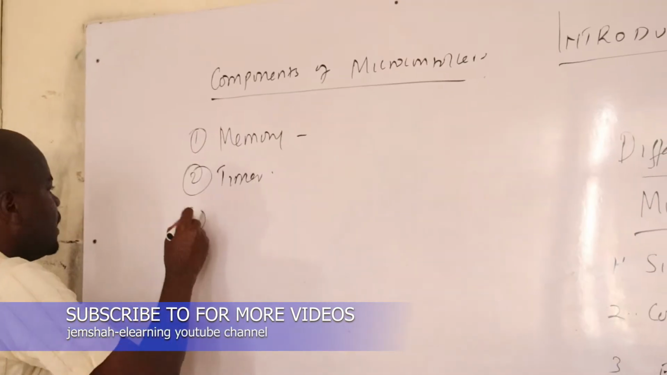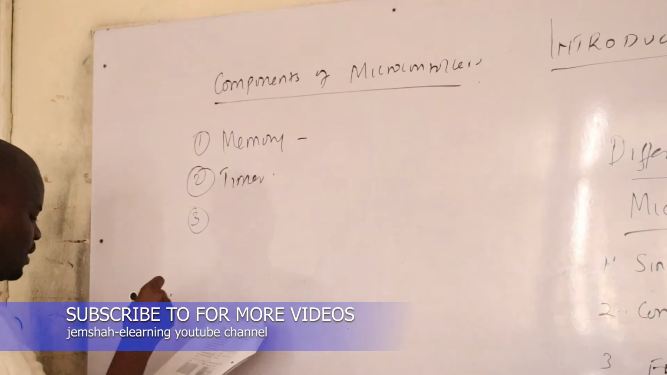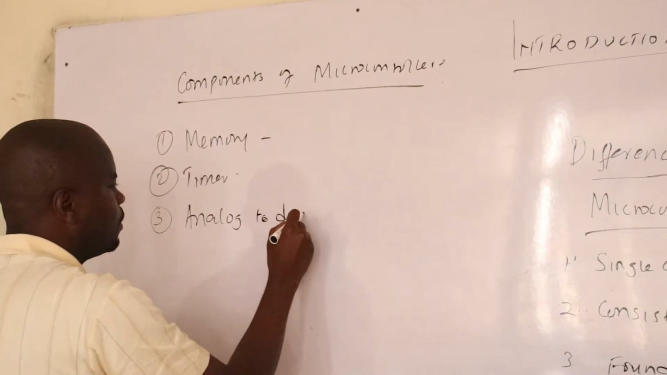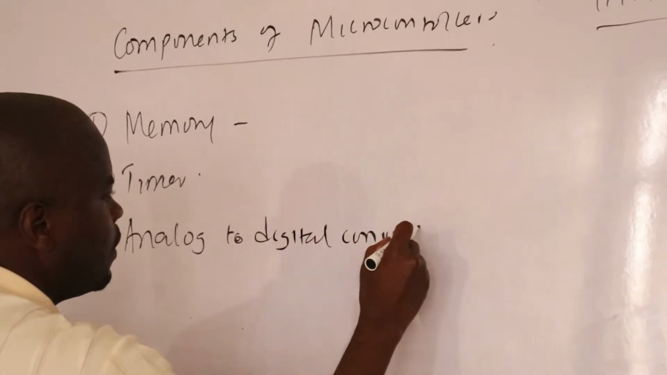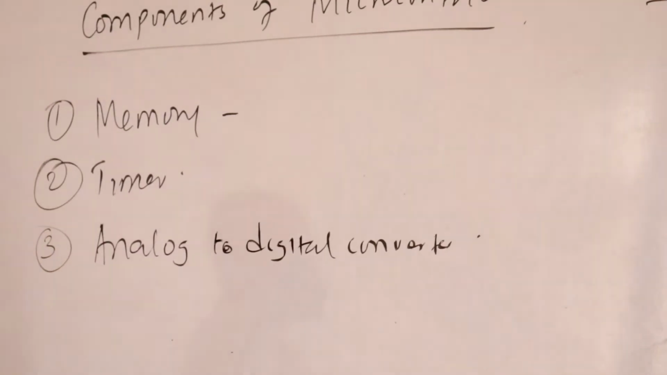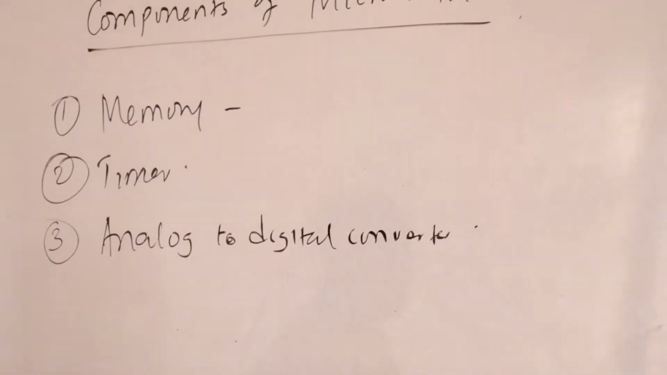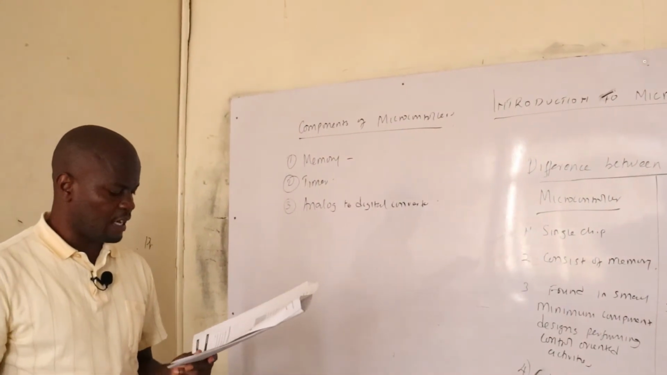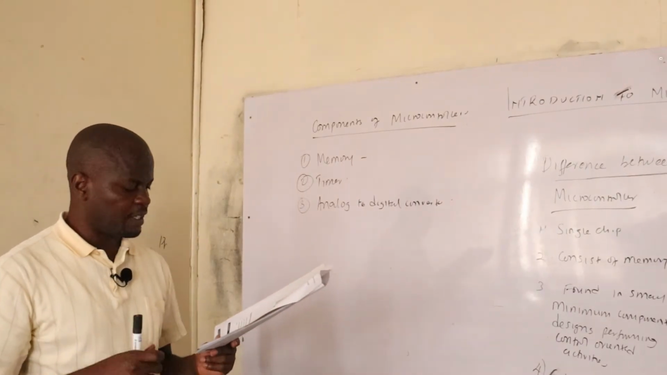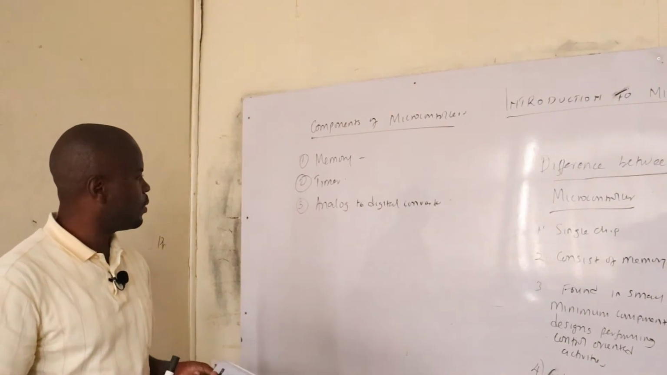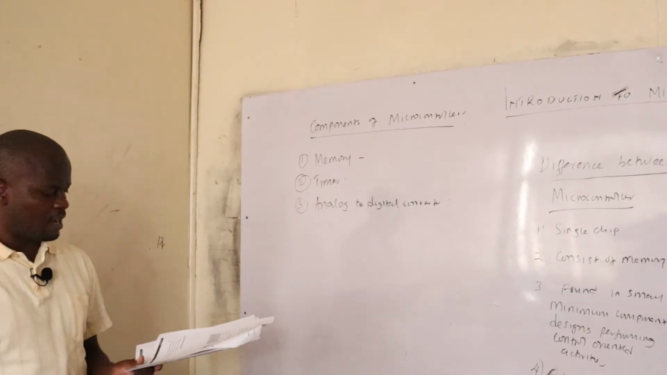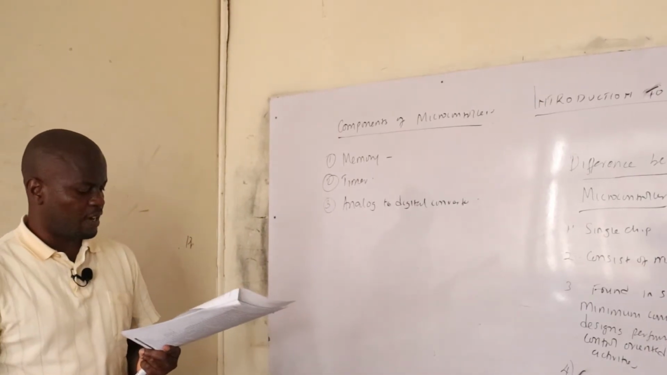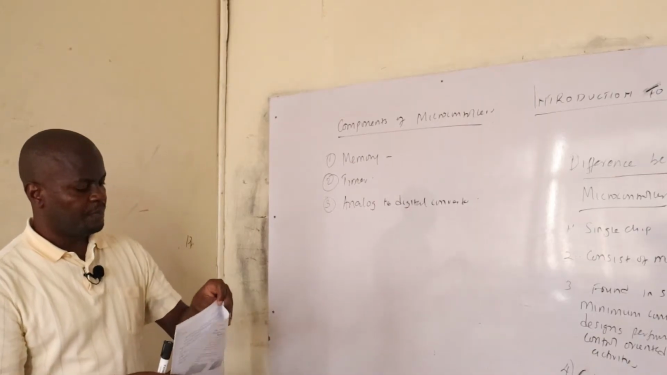Another important component that is always found in this is the ADC, that is the analog to digital converter. As you know, microcontrollers usually use sensors, and it is very important that the voltage is converted. The basic work of the analog to digital converter is to convert a voltage from the sensor into a digital value, because it is digital equipment.